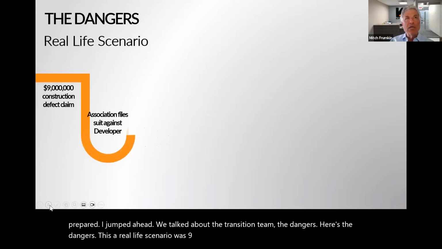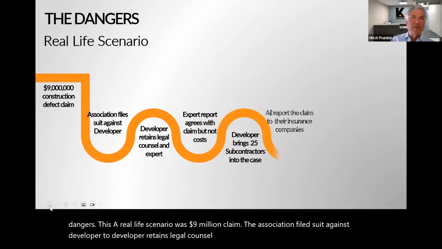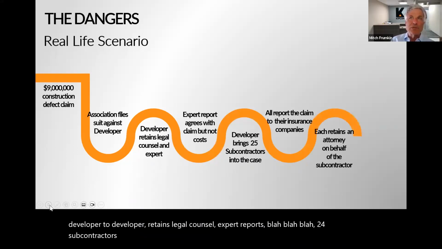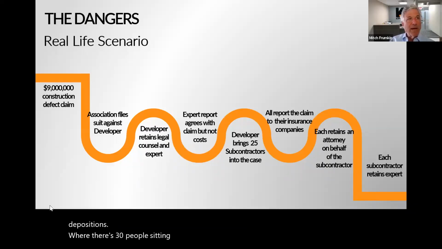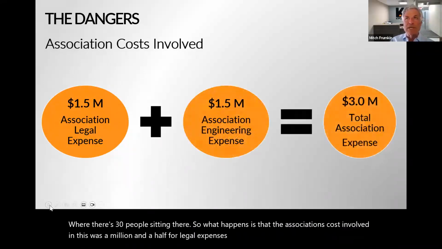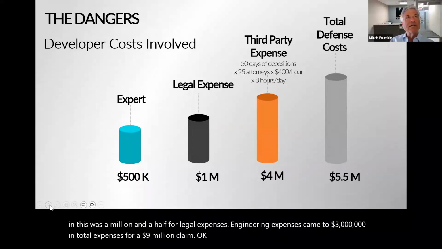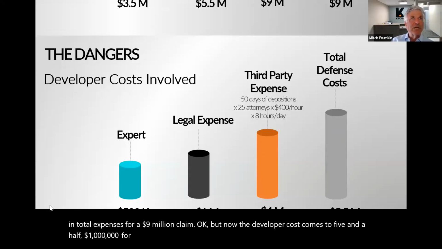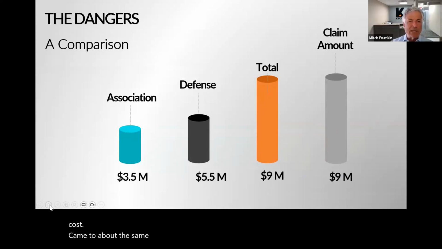It was a $9 million claim. The association filed suit against the developer. The developer retains legal counsel, expert reports, and so on, 24 subcontractors, all reporting the claim to the insurance company. And I have been in depositions where there's 30 people sitting there. So what happens is that the association's cost involved in this was $1.5 million for legal expenses, and engineering expenses came to $3 million in total expenses for a $9 million claim. But now the developer cost comes to $5.5 million for depositions and all kinds of things. So the bottom line is, if you add it up, the cost for the association and the developer, defense cost and plaintiff cost, came to about the same amount as the claim itself.